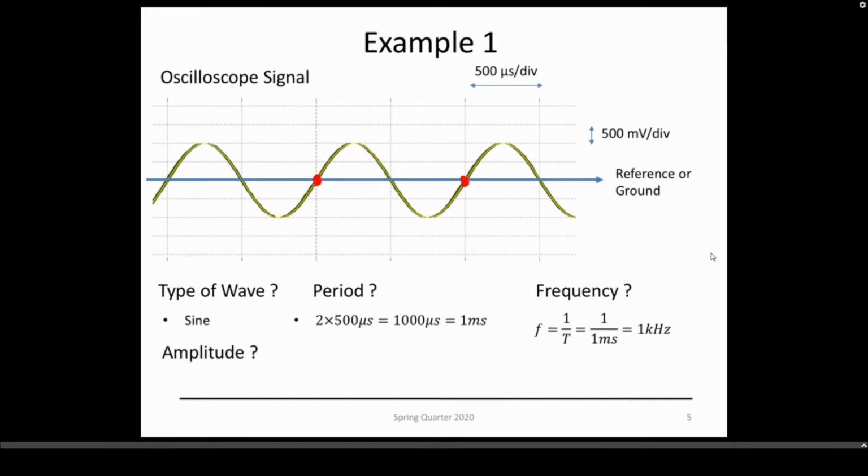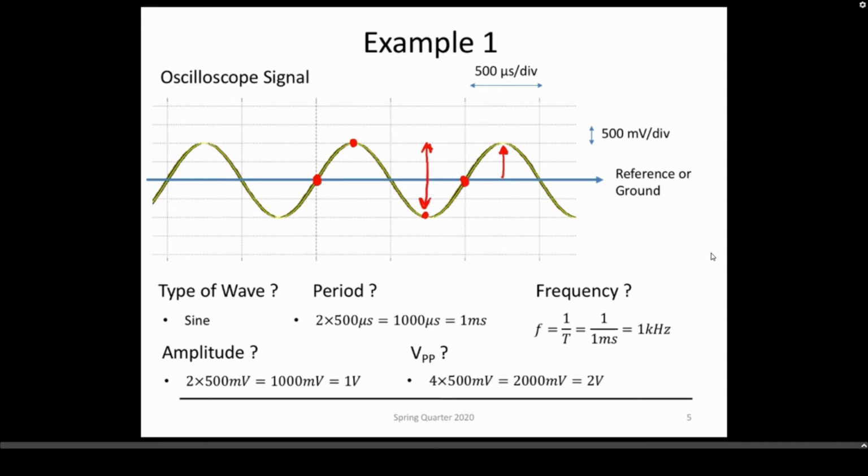The amplitude is going to be the number of divisions that you have from your reference point to your max point. In this case, we have 2 divisions. So you get 1000 millivolts. And volt peak to peak is going to be the difference between your max and your minimum voltage. So notice that you have, in this case, 4 divisions. So 4 times 500 millivolts.